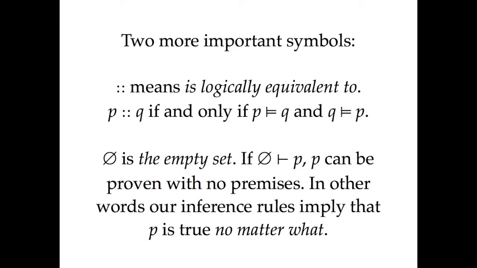All right, here's your second symbol. It looks kind of like a 0 with a slash through it. This is the empty set. The empty set is what we use to refer to a set of premises when there are no premises at all. So if I write the empty set proves P, what that means is that it's actually possible to prove that P is true, even if you don't use any premises at all. In other words, to say the empty set proves P is to say that P is true no matter what.